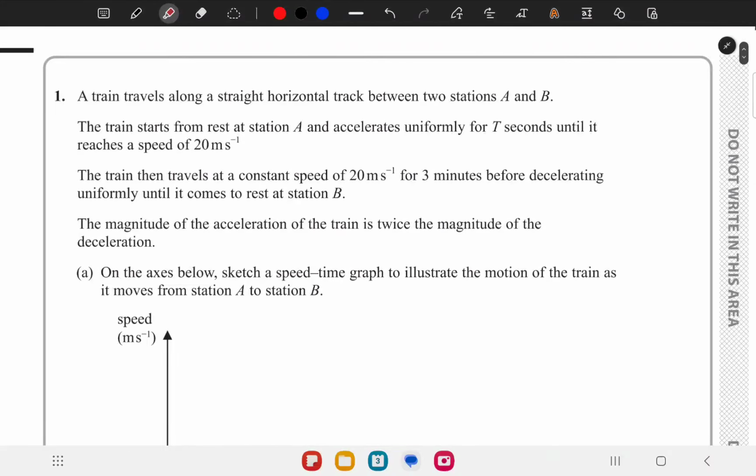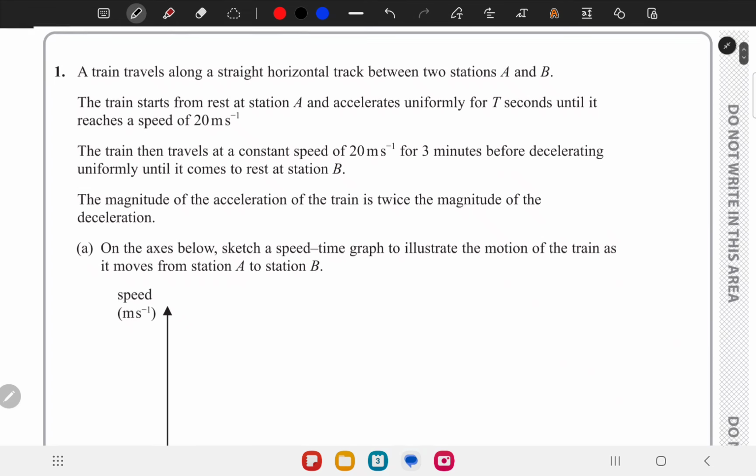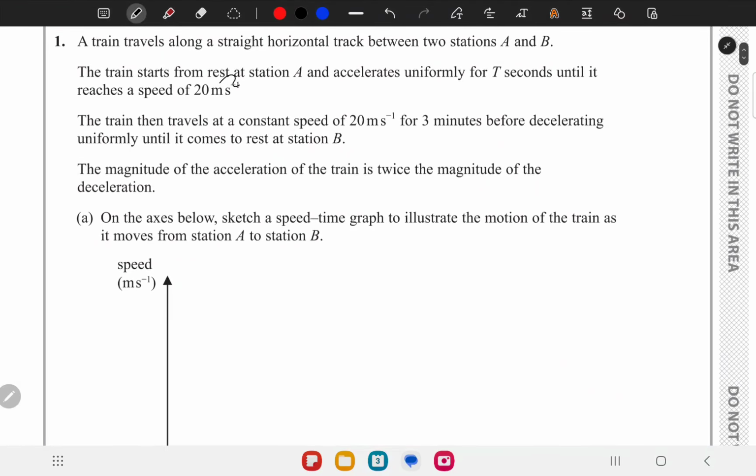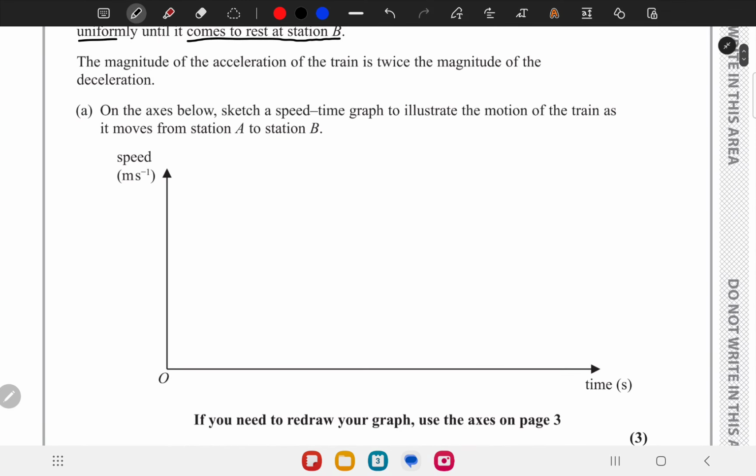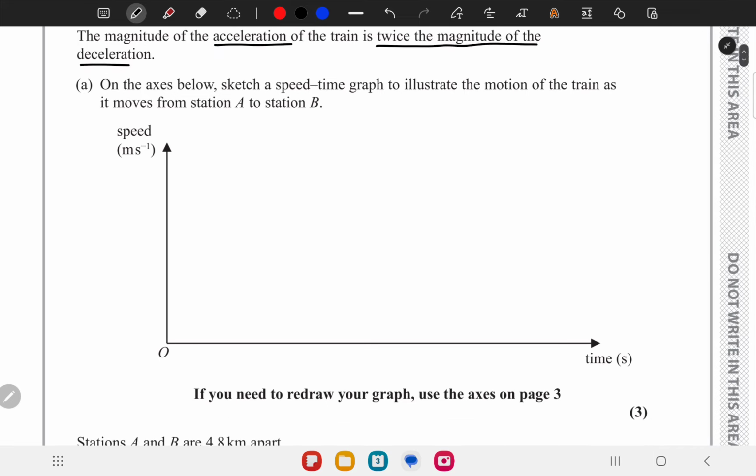In question 1, we are given that a train travels along a straight horizontal track between two stations. The train starts from rest at station A and accelerates uniformly for t seconds until it reaches a speed of 20 meters per second. Then it travels at this speed for 3 minutes before decelerating uniformly and coming to rest at station B. We are also given that the magnitude of acceleration is twice the magnitude of the deceleration.